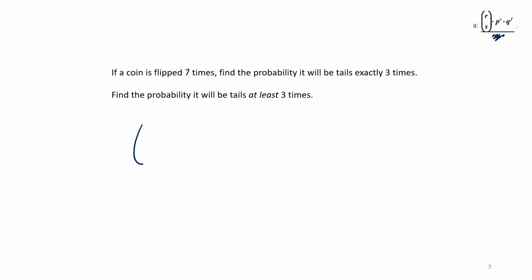R, our total number of trials, is 7. We're flipping it 7 times. S, we want to get it exactly 3 times. That's our success.